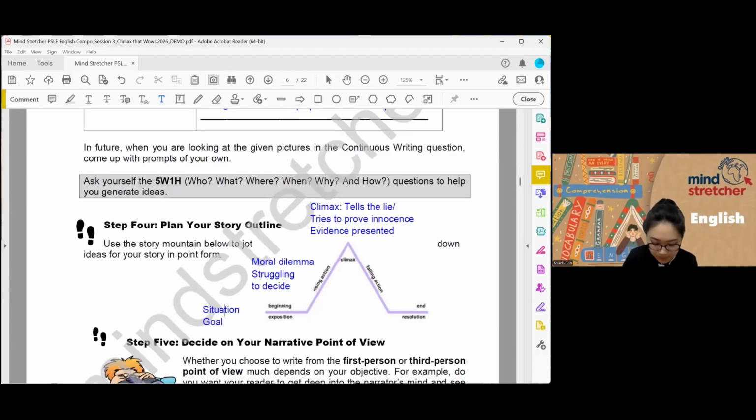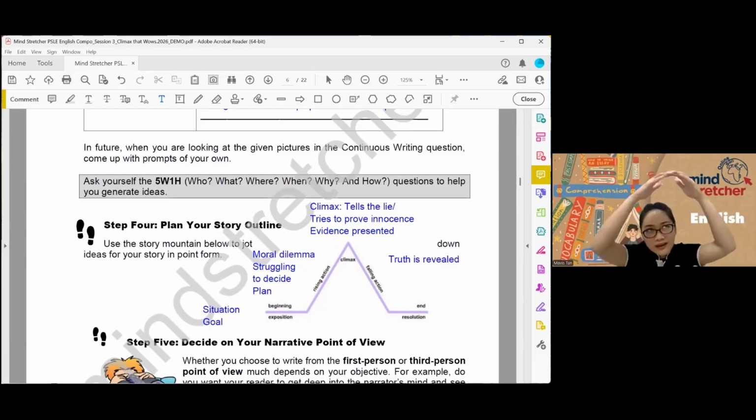Your plan. If you're telling a lie, you need to have a plan. Whom should I say what to? Okay? So, your plan and all that. This will be in the rising action. Now, the falling action is where the truth is revealed. And this is usually at the top of the falling action, okay? Somewhere in the climax, the end of the climax, truth is revealed, perhaps, and then this is where you get your consequences.